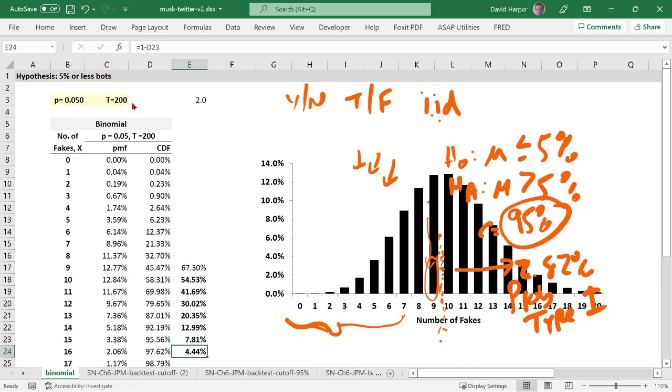If we sample size of 200, the null is 5%. That means the mean is, we expect 10 in that case. But if we get 16 or more, then the probability of our type 1 error or our exact significance level is less than 5%. It's 4.44%. So that's where I would draw the cutoff for a 95% confidence, and that would be at 16 or greater, we would reject the null. And this is just a simple way of looking at it.